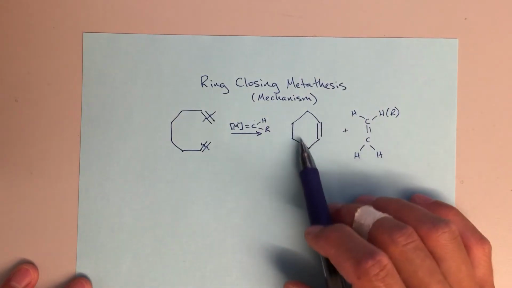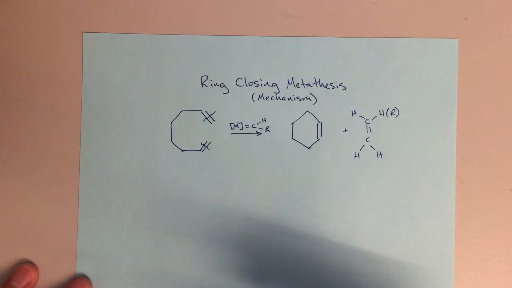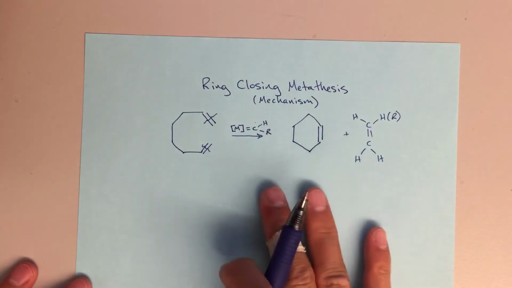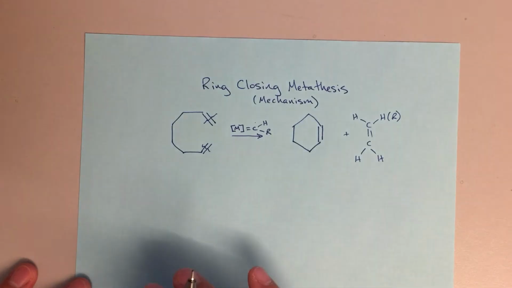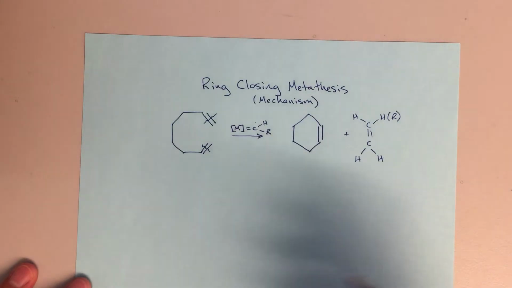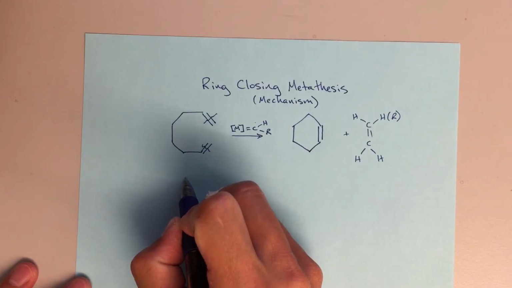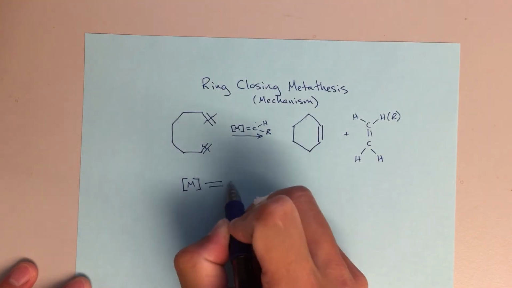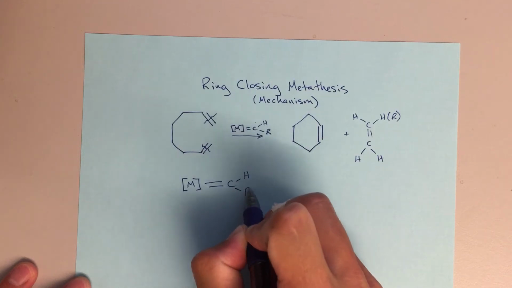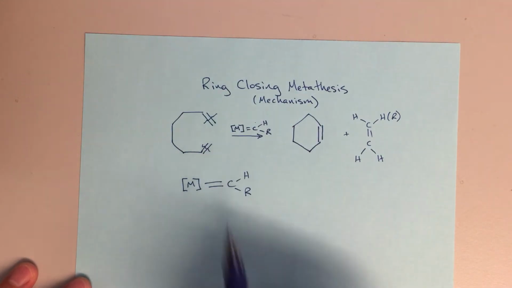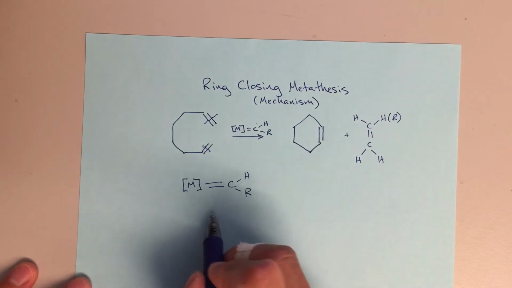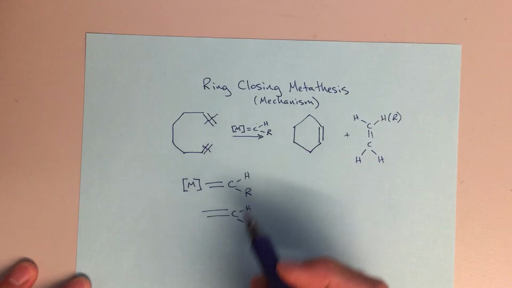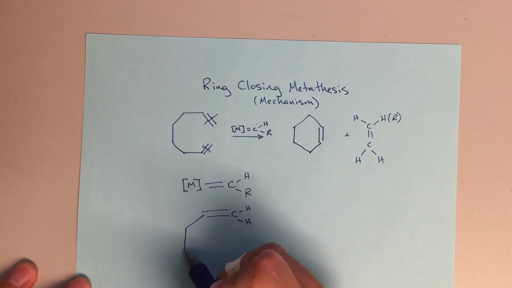This cycloalkene here is really what we're focused on. So let's work through this and prove to ourselves that these are going to be our products. When we show the mechanism, it's always a good idea to line up our species really nicely. So here is my metal catalyst, and then I'm going to draw this species here, a little bit bigger, trying to make it as clear as possible.